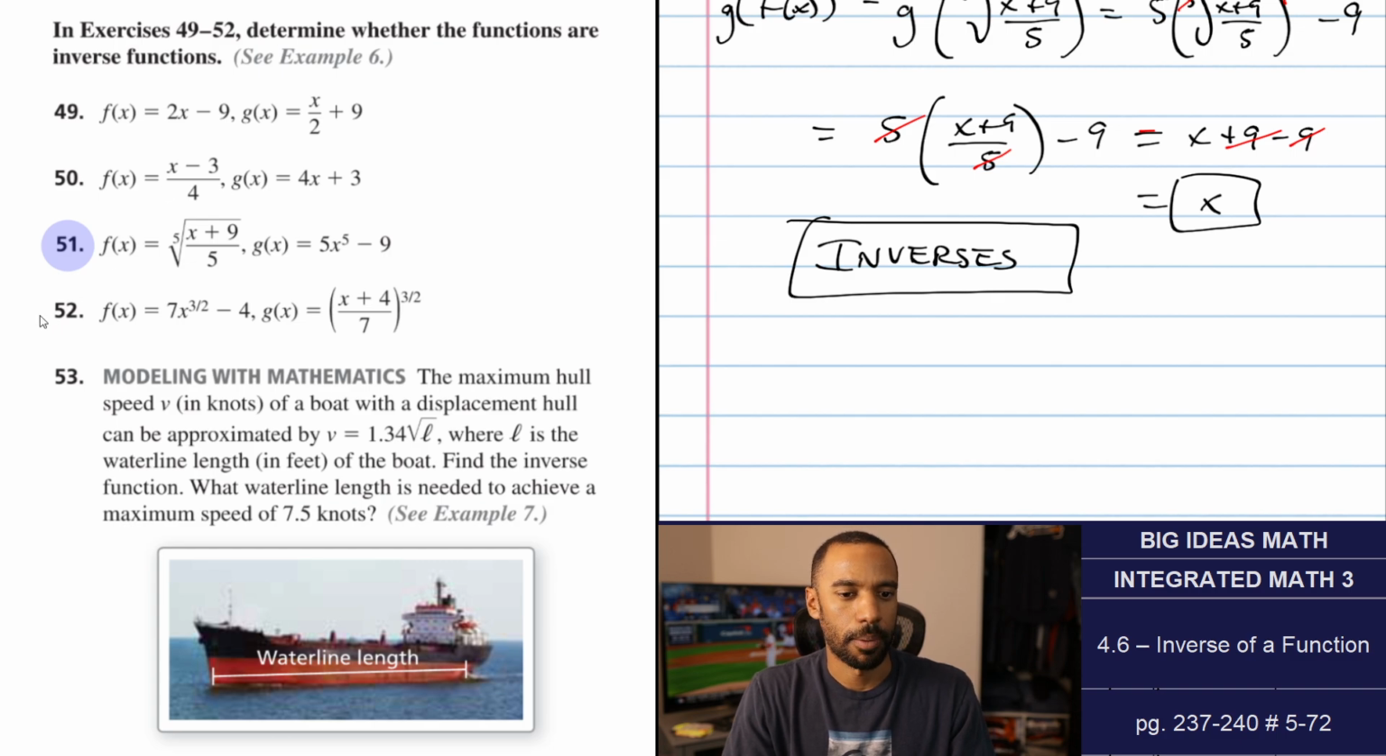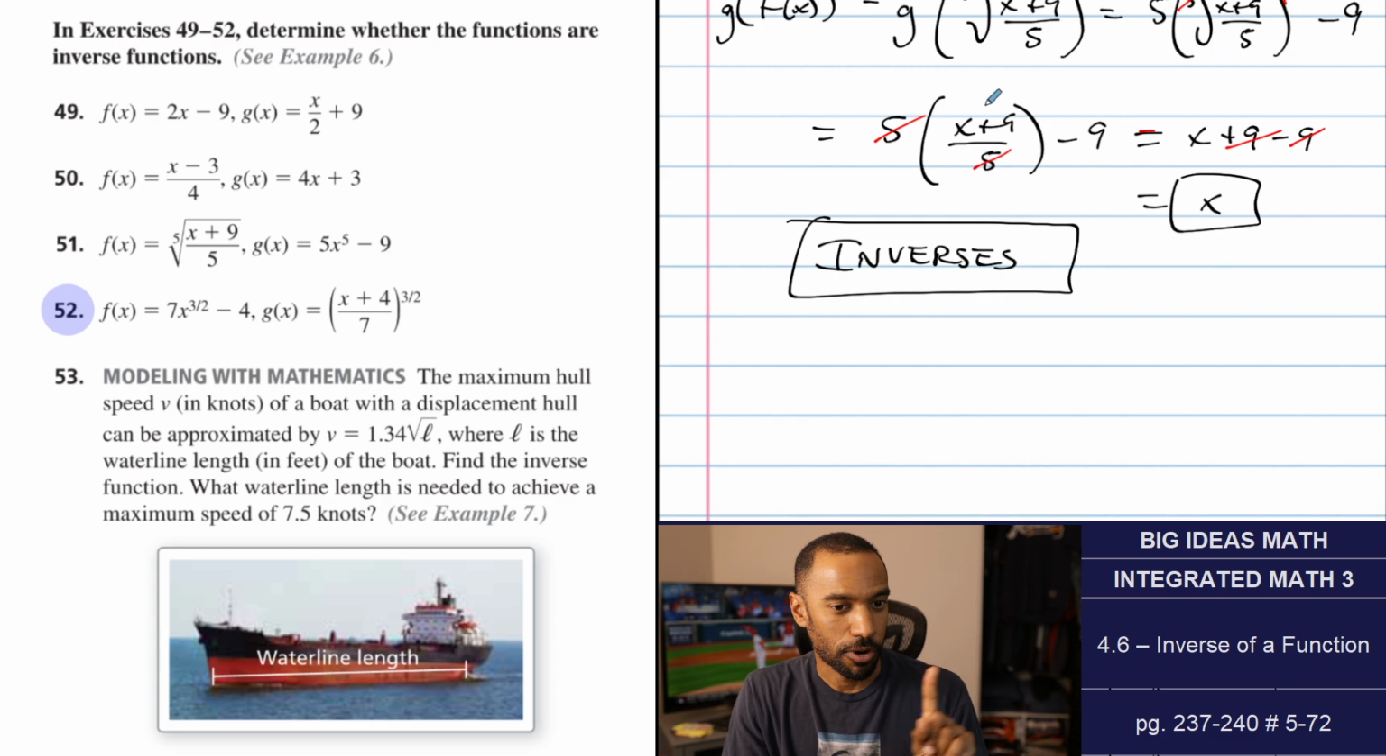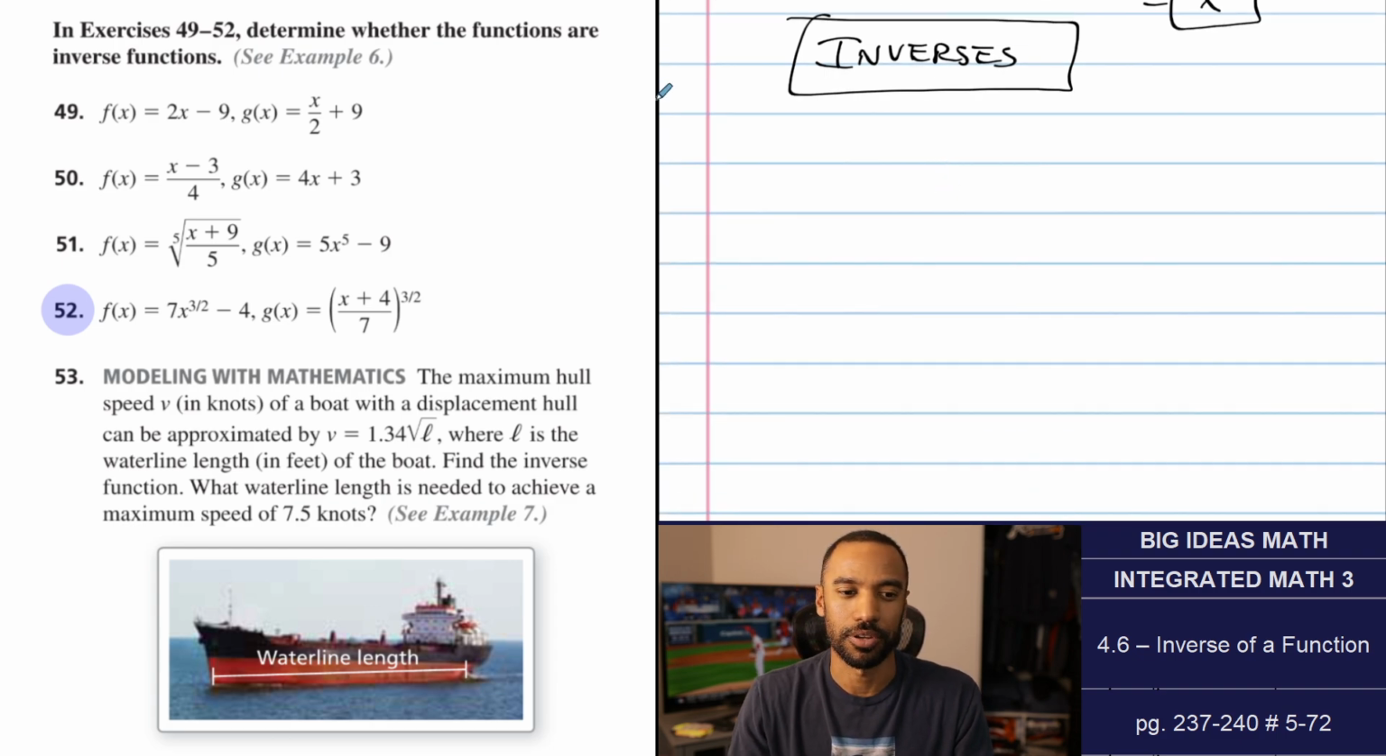The last one is number 52, and I have concerns. I have several questions, and we'll see whether these ones will be inverses or not. Something's telling me no, and I'll tell you why when it happens. If it doesn't happen, I have nothing to say.